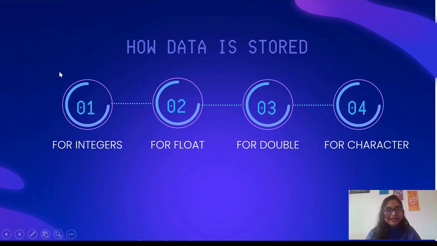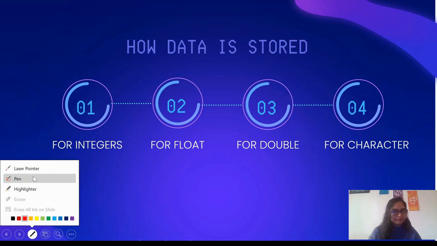See, for integers, there are two kinds of things we know: a positive number and a negative number. Integers are basically stored in terms of binary digits, which is a combination of zeros and ones. Suppose it is a positive number: the integer will be converted into its equivalent binary number, and then you store it as it is. But in the case of a negative number, we calculate the 2's complement of that particular number and then store it in the memory. I'll just give you an example.